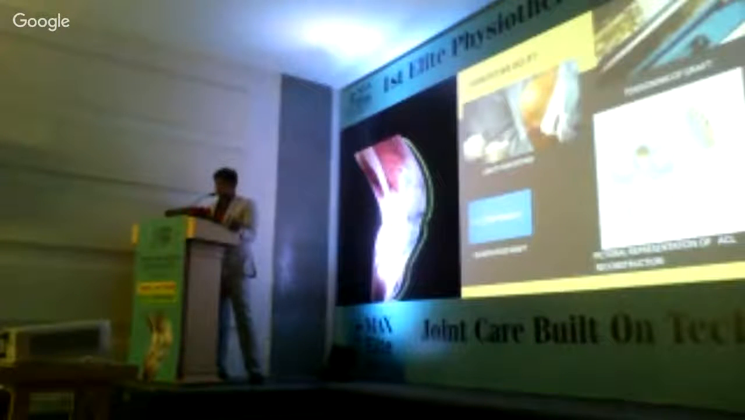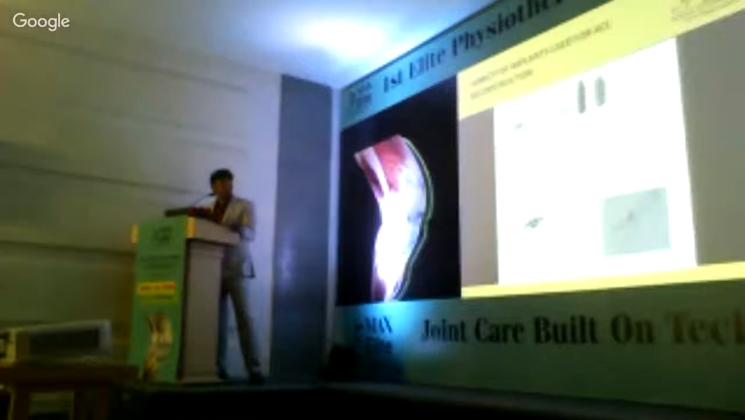This is an external image of the surgery. The second image is of the tensioning of the hamstring graft. Usually we tension this graft because it tends to become loose later on, so we pre-tension it and then put it inside.